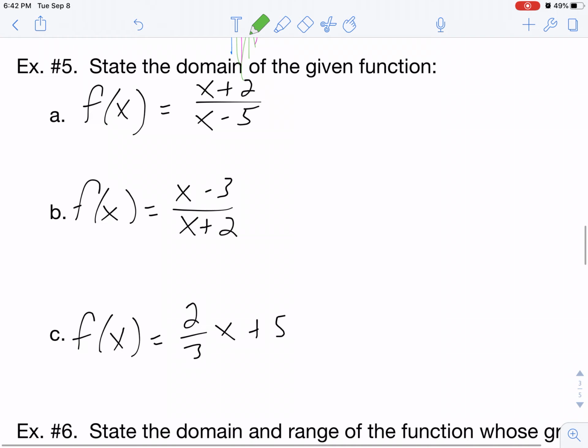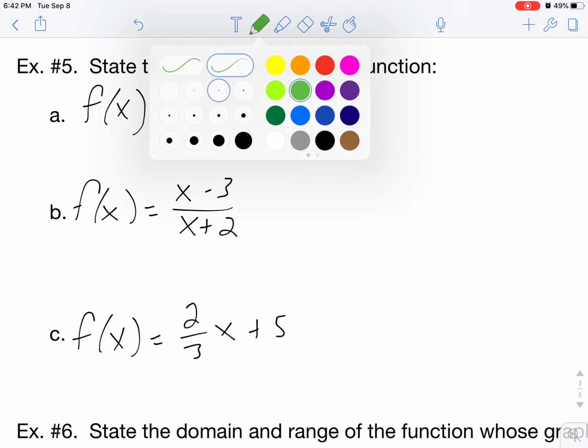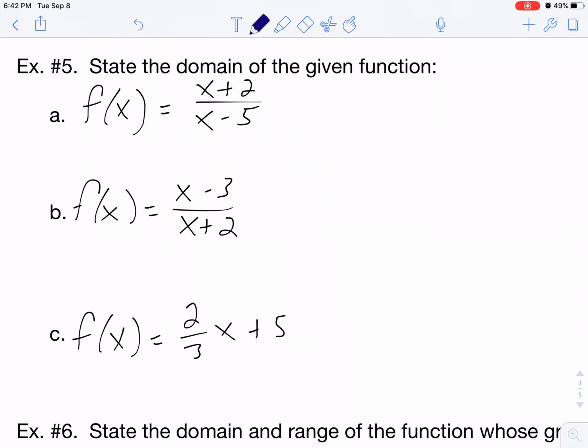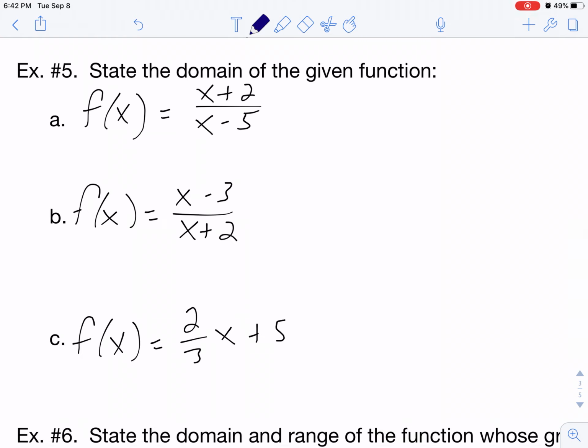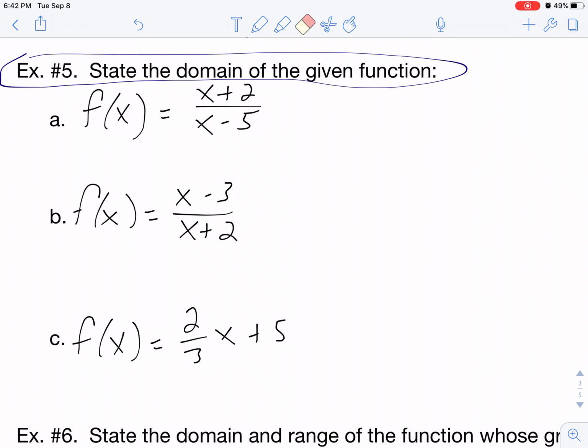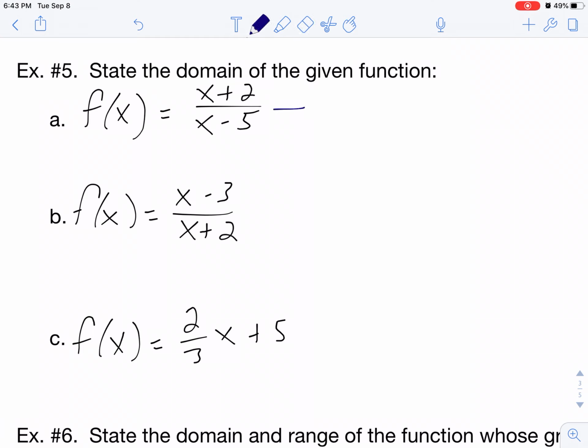Okay, I have 2 more examples here. Example number 5 deals with the domain of a given function. So these are meant to be pretty short questions. This is a recurring type of question in algebra, in college algebra. State the domain of the given function. Now again, if you watched the videos, I'm sure you saw some examples of this. But the domain of this is all real numbers except x cannot equal 5.